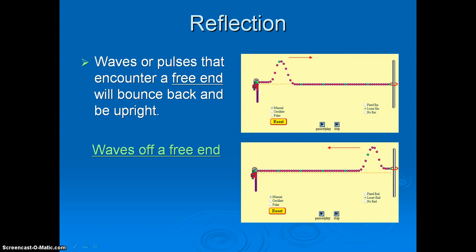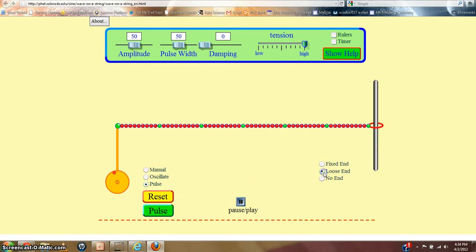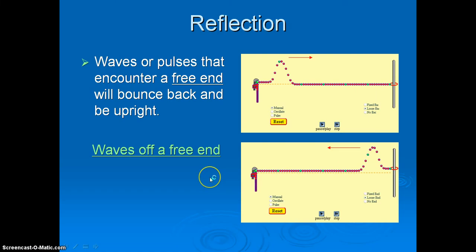Okay, in this case, upright. So when I look at this, I make this a loose end, I can pulse, notice that it bounces back. Now when it hits this fixed end, it's going to bounce back in the opposite direction, but when it hits the loose end, it bounces back just as it was. Okay, let's keep going.